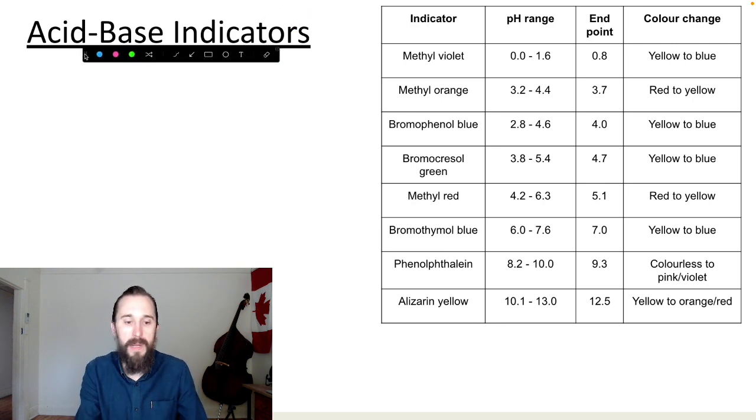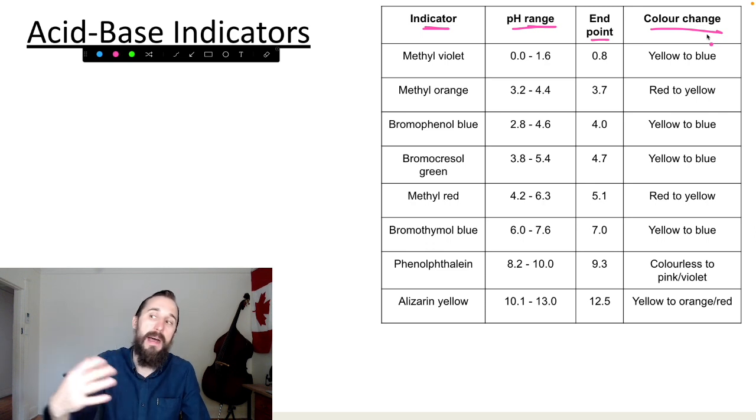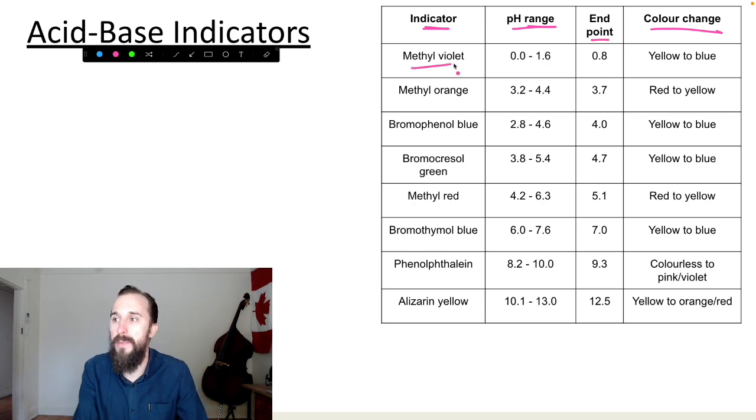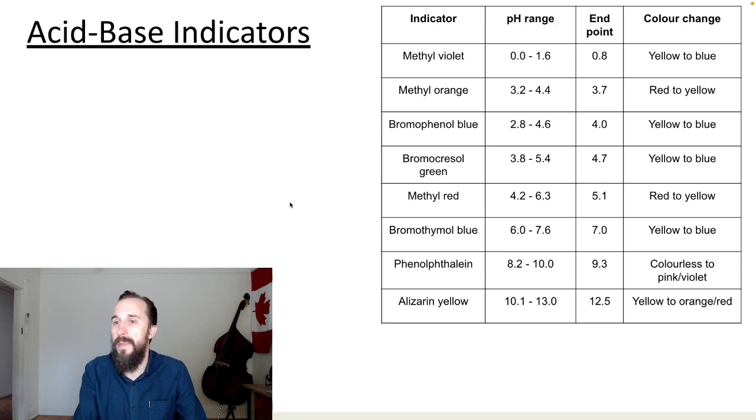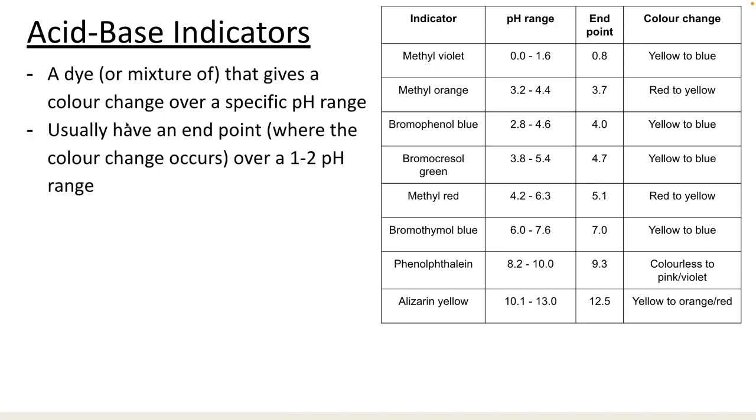If I move that little bar out of the way, showing their name, showing the pH range that they operate within, where their endpoint is, and then the color change that is observed corresponding to the type of indicator that we have. So what's there to say about these? An indicator is a dye or a mixture of dyes that gives a color change over a specific pH range. They usually have an endpoint where the color change occurs over a 1 to 2 pH range.